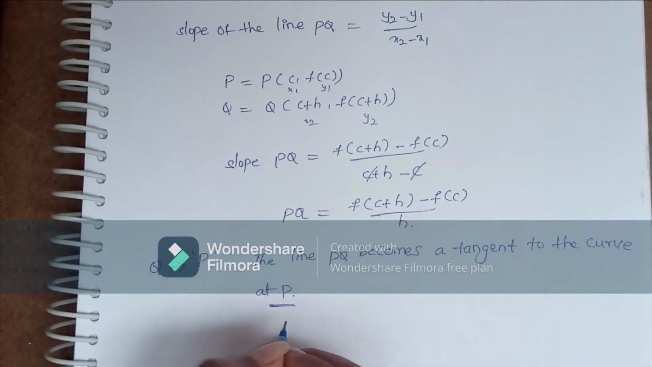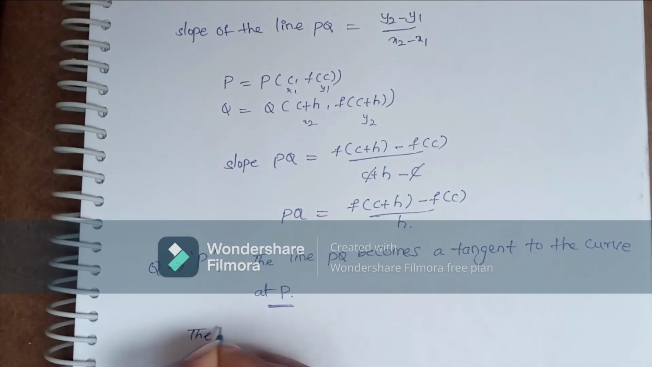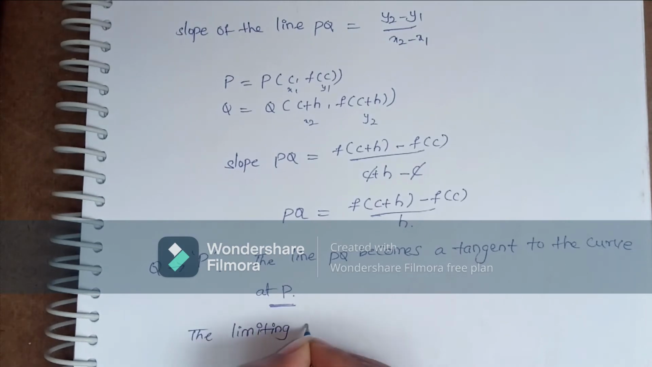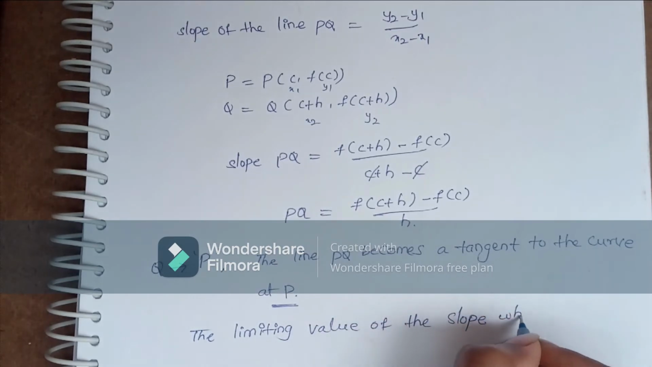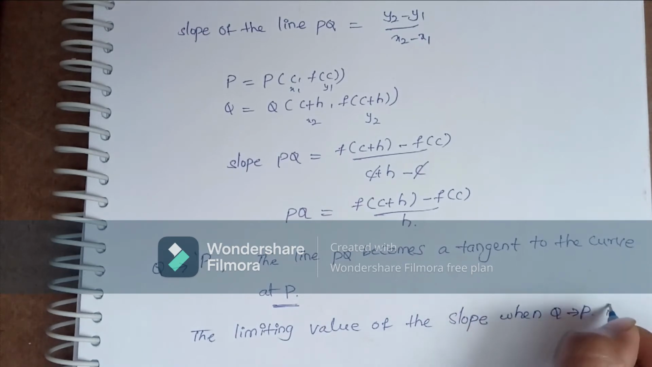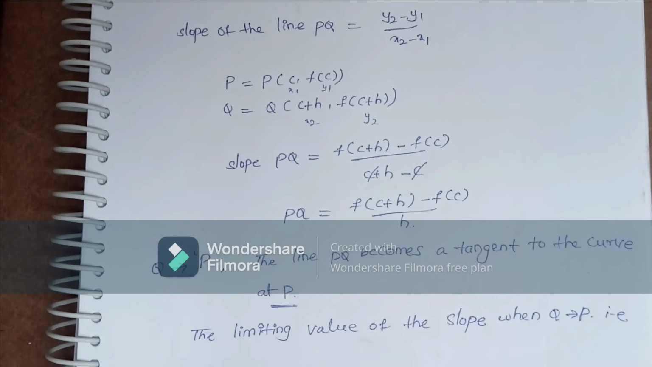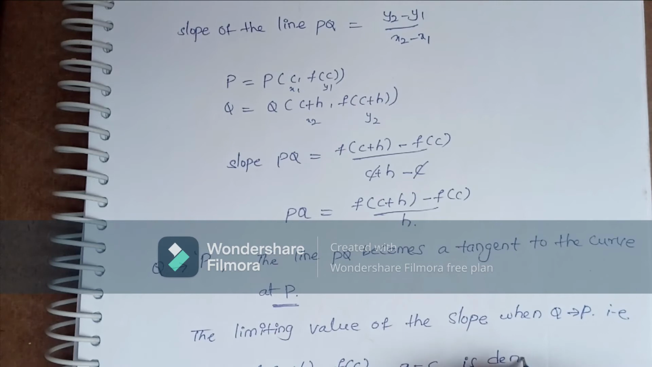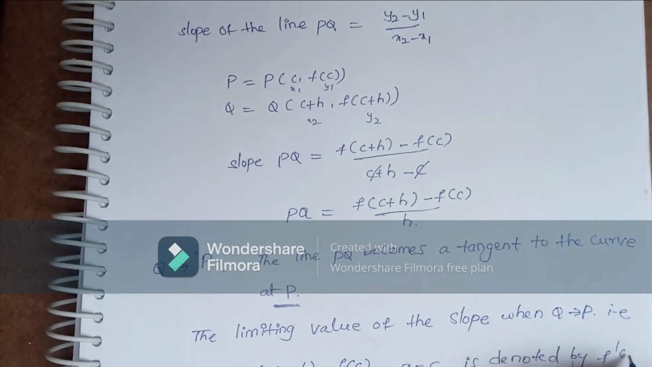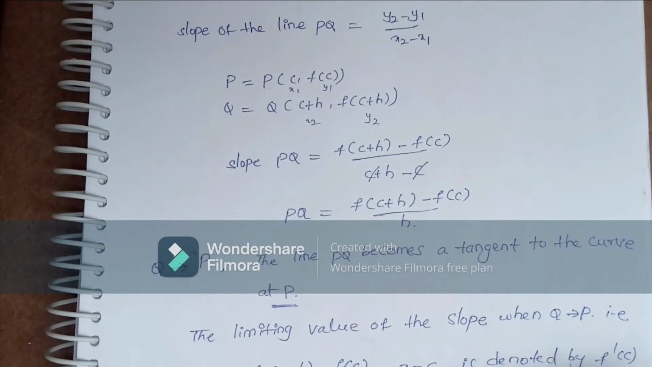The limiting value of the slope when Q tends to P, that is the limit as h tends to 0 of f of c plus h minus f of c by h, is called the derivative of f at the point x equals c, and is denoted by f dash of c. Here f dash means derivative.